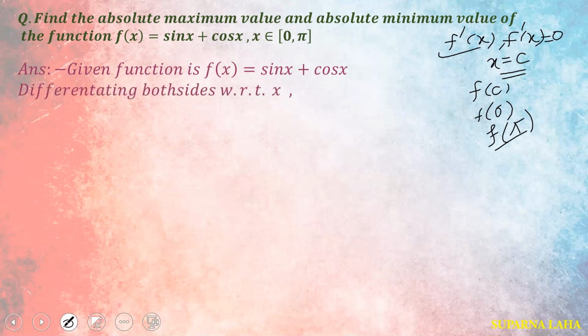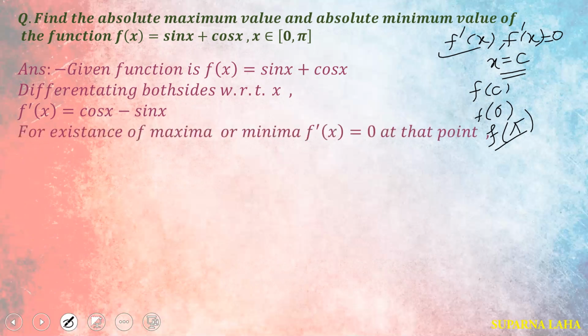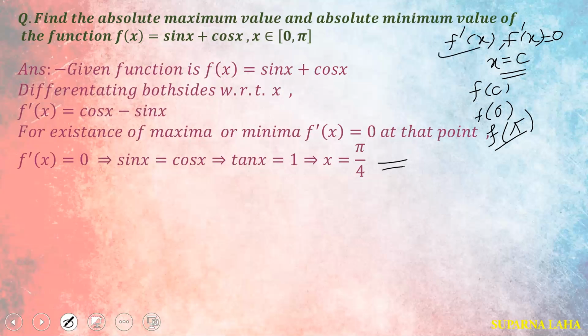So find the derivative, that is f dash x is cos x minus sin x. Now if this f dash x is 0, simplify it, you will find sin x equals cos x, so tan x will be 1. Now you don't need to apply the general value for finding x for tan x equals 1, since in the first interval I can find the positive value, that is at pi by 4.